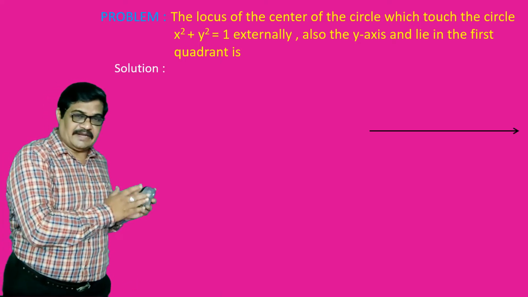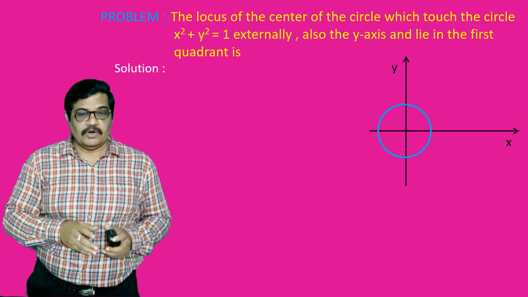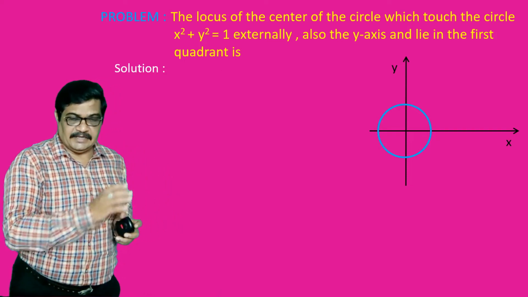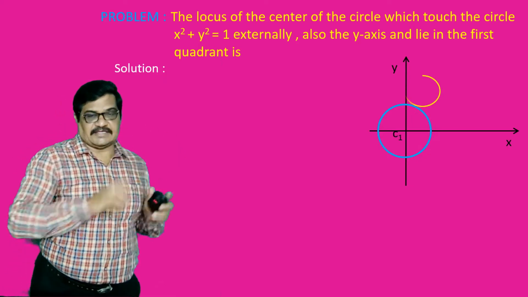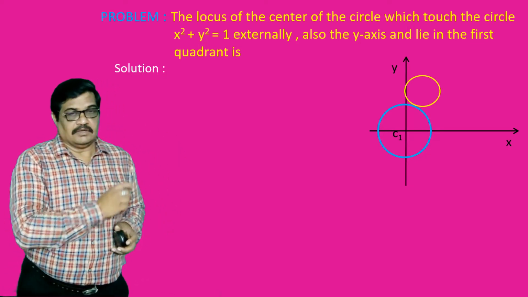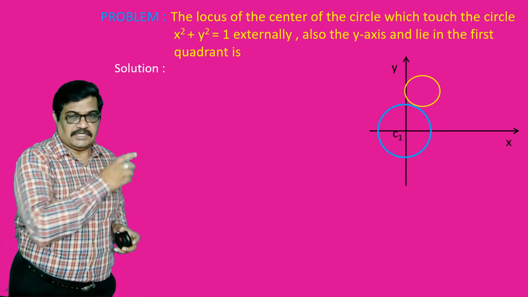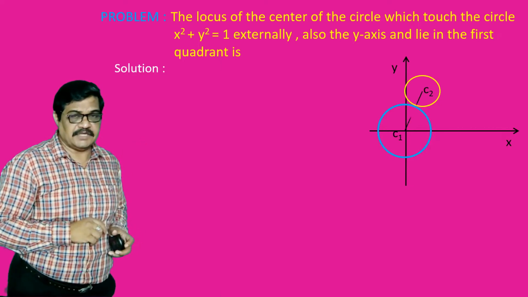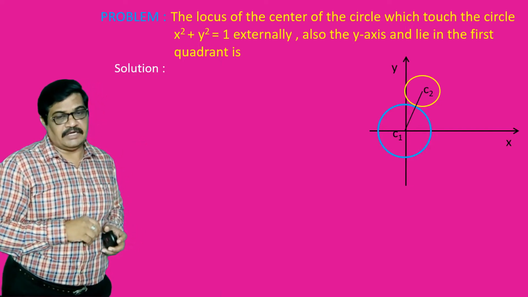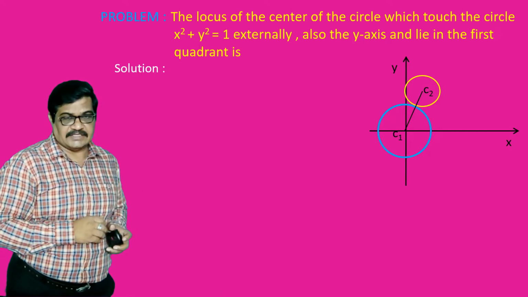So this is the given circle, x square plus y square is equal to 1. Now the required circle is here, which touches the given circle and also the y axis. This is our required circle. Now that is say C2, and C1 is the given circle's center. Join C1 and C2, and C2 to the y axis.